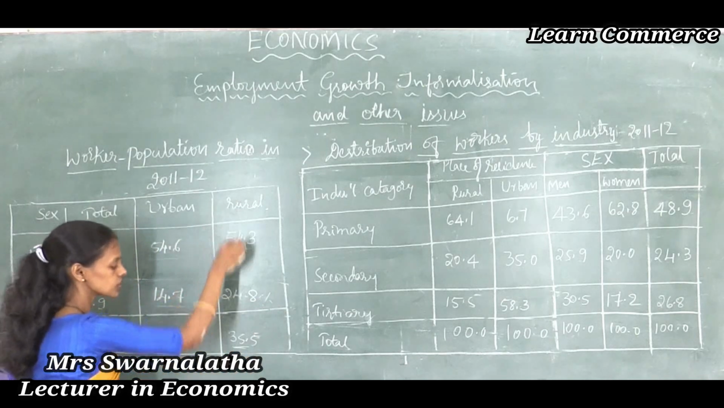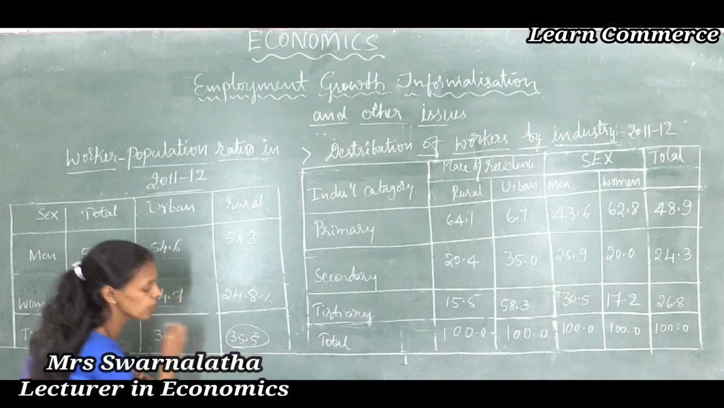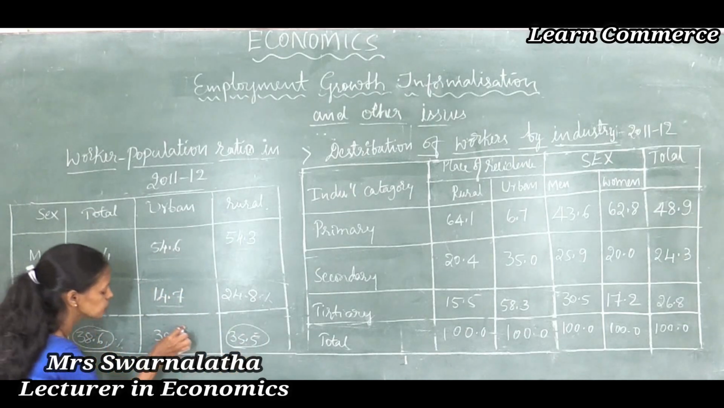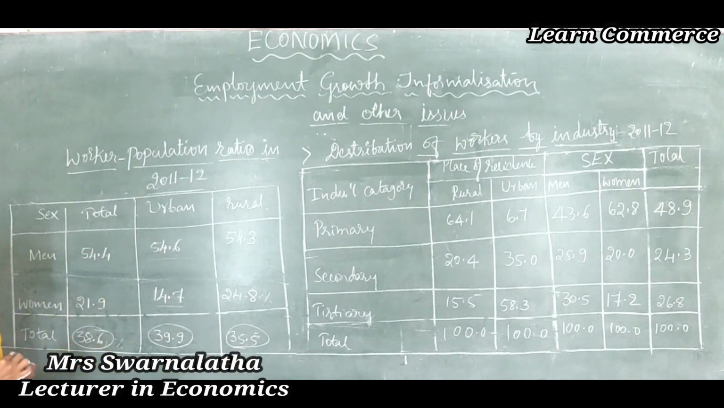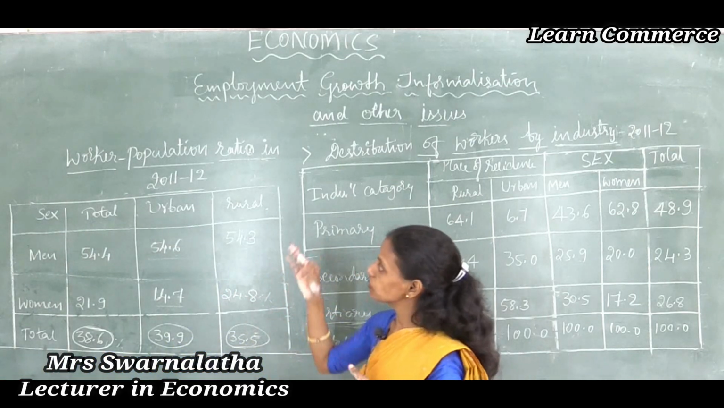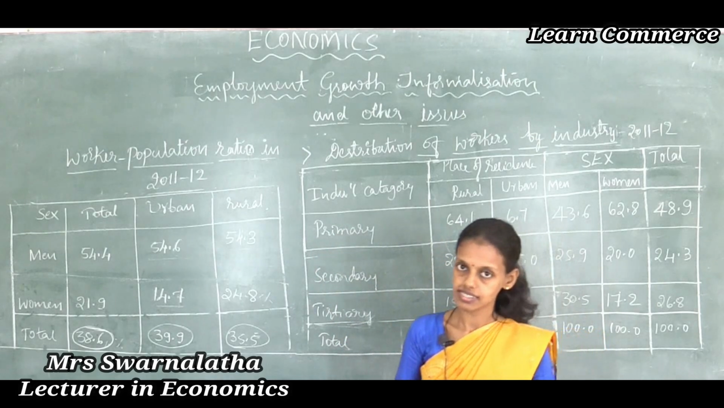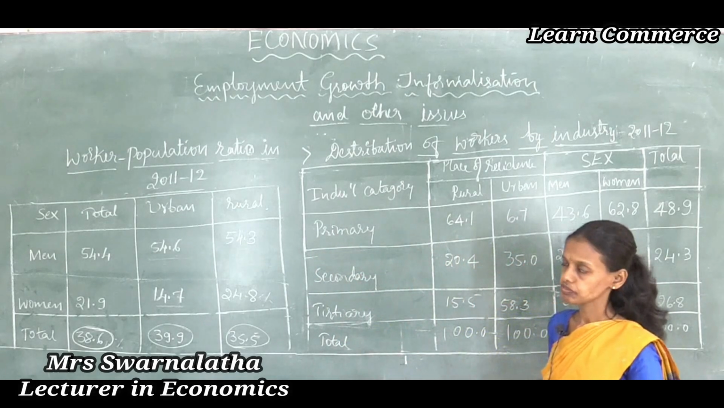Thus, overall, the total working population in rural areas is 35.5% and in urban areas is 39.9%. So the total overall working population of men and women together is 38.6%. It is about the workers population ratio according to the 2011-12 report.